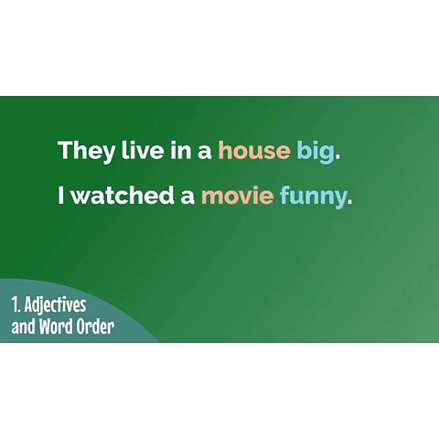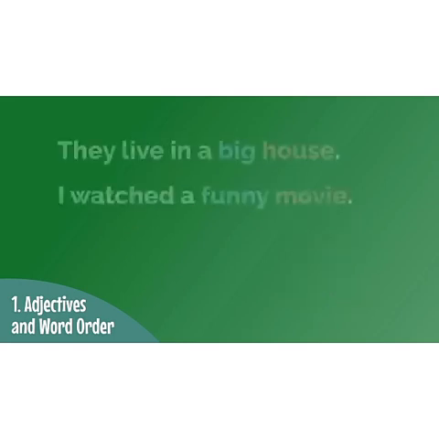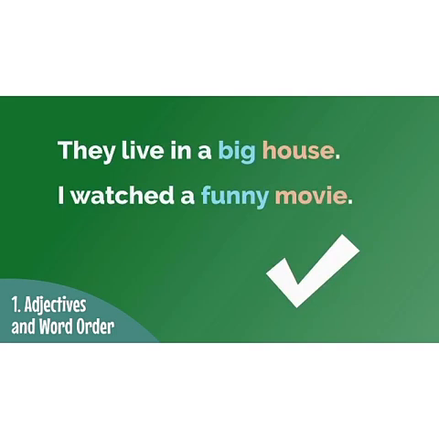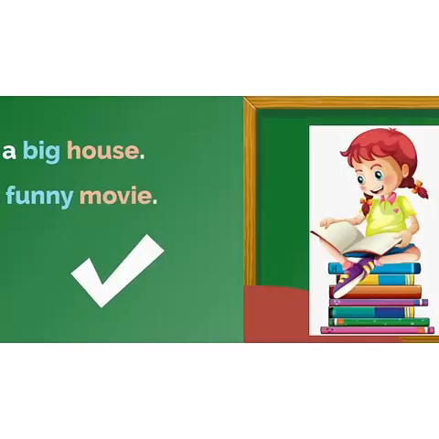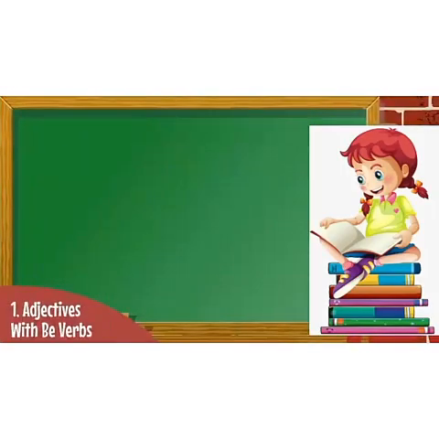Now, if we say they live in a house big, I watched a movie funny, wrong. We have to say they live in a big house, I watched a funny movie. So the adjective comes before the noun. الصفة قبل الاسم.